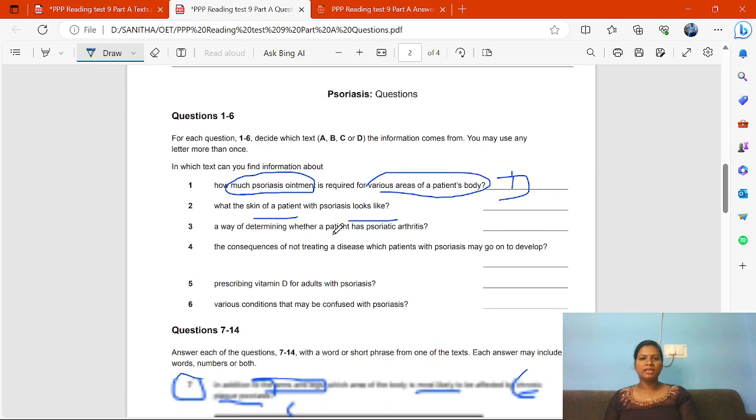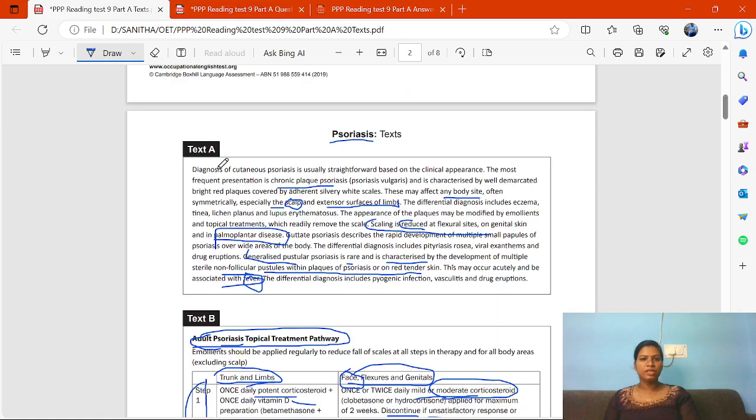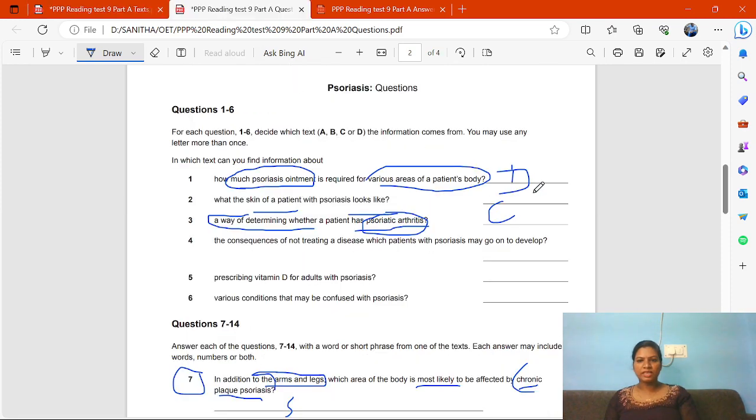Then, a way of determining whether a patient has psoriatic arthritis. What is the way of determining whether a patient has psoriatic arthritis? Arthritis is another keyword. See, psoriatic arthritis, the way. What is the way? CASPAR. Then what is the answer? C.